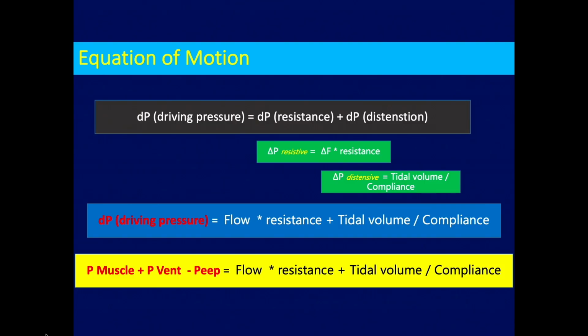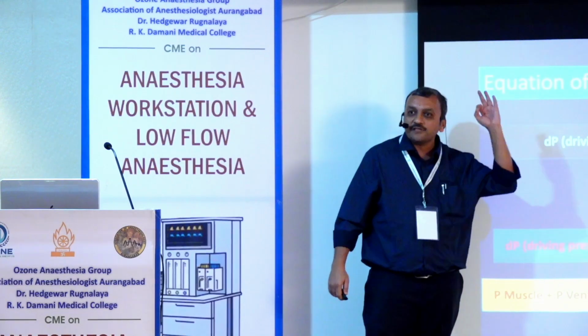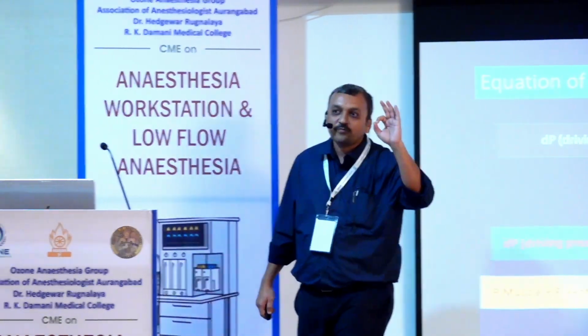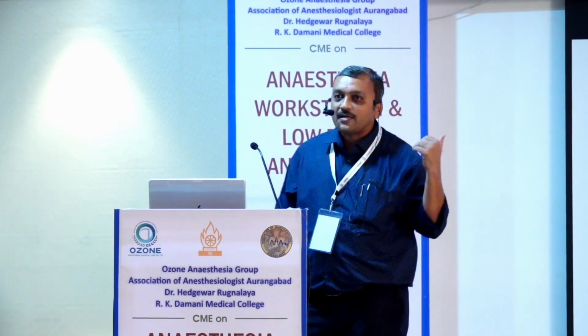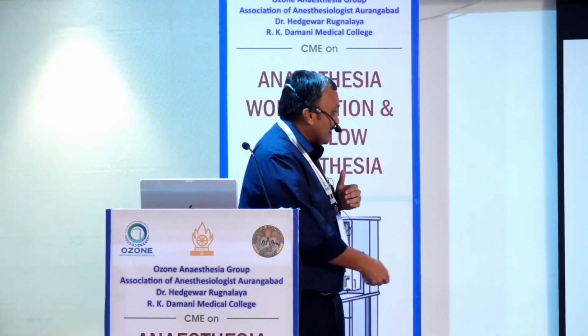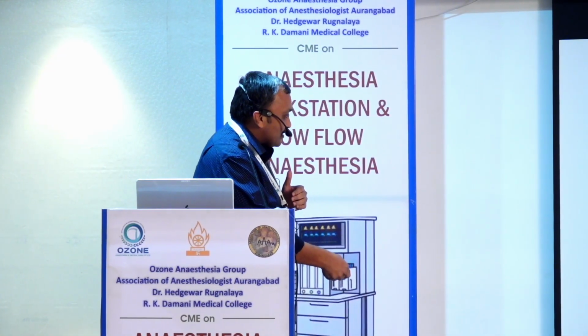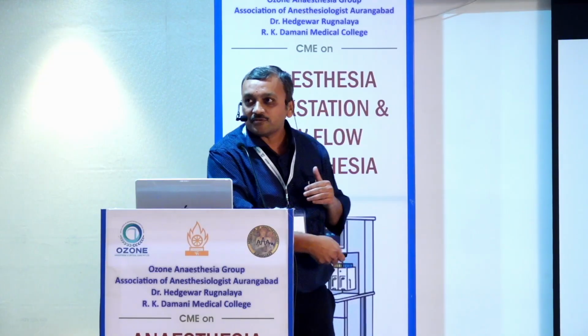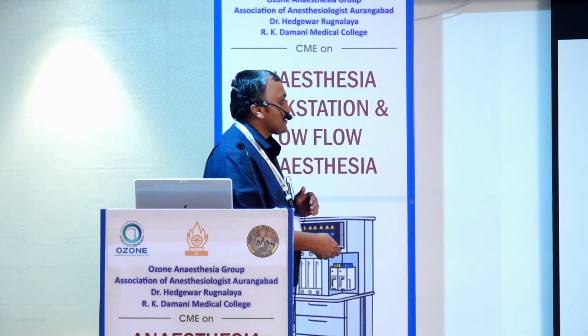And ultimately, what is the pressure? Muscle plus ventilator. What happens in anesthesia? We sort of give muscle paralysis, so this becomes 0. So all the pressure has to be provided by the ventilator. In ICU, what happens is, slowly when we are weaning it off, we are trying to make the ventilator part 0 and convert it to muscle. So this is something very important for us to understand.